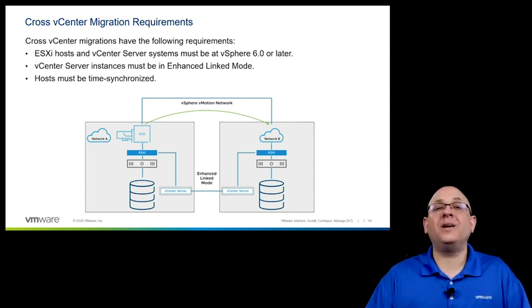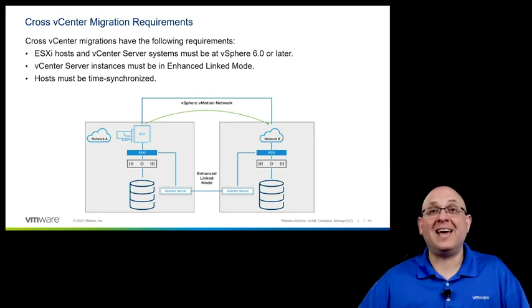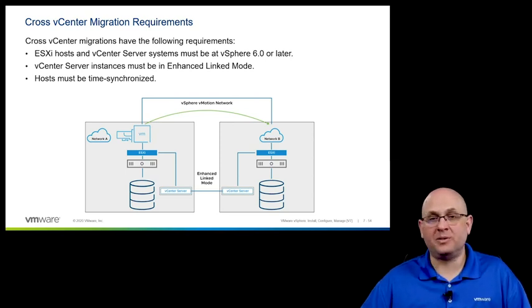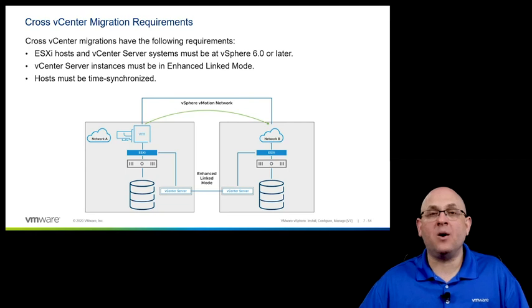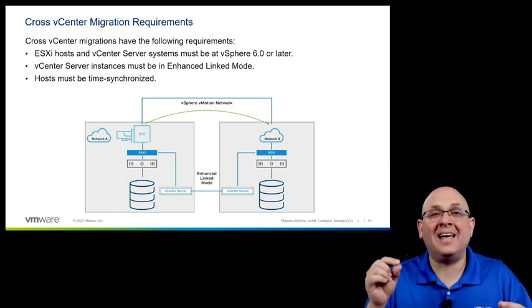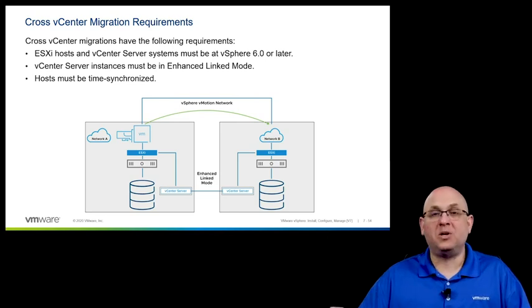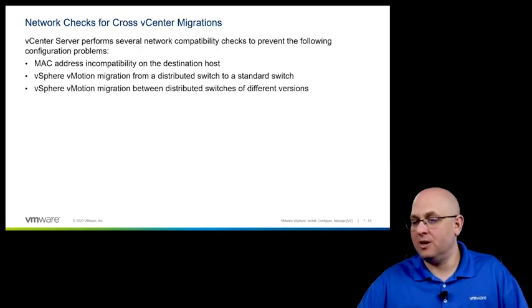From there, we're going to have a network that connects the two vCenters and the two hosts. Now, this could be a wide area network, this could be a local area network, but we must have at least 250 megabits of bandwidth between the source and the destination hosts.